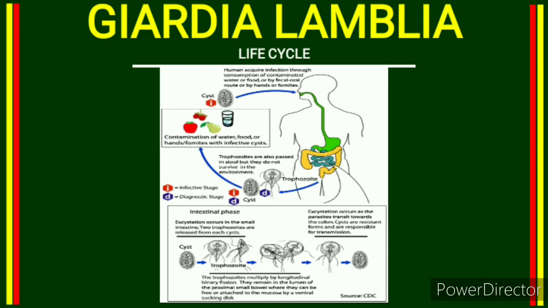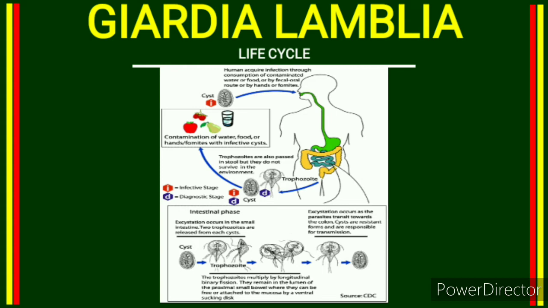Infection occurs when one accidentally swallows the parasite cyst. This all starts and occurs through consumption of unsafe water, eating contaminated food, or through person-to-person contact. Cysts are resistant forms and are responsible for transmission of giardiasis. Both cysts and trophozoites can be found in the feces.